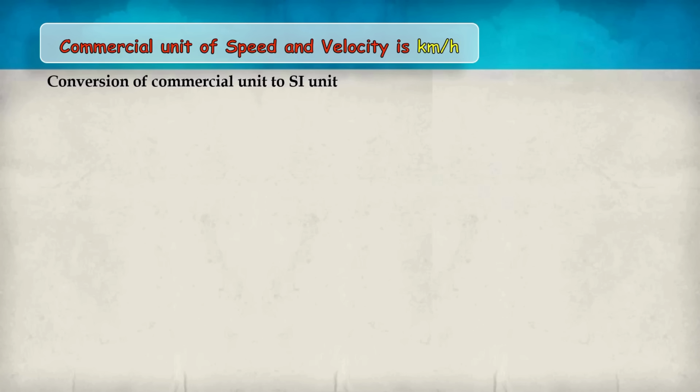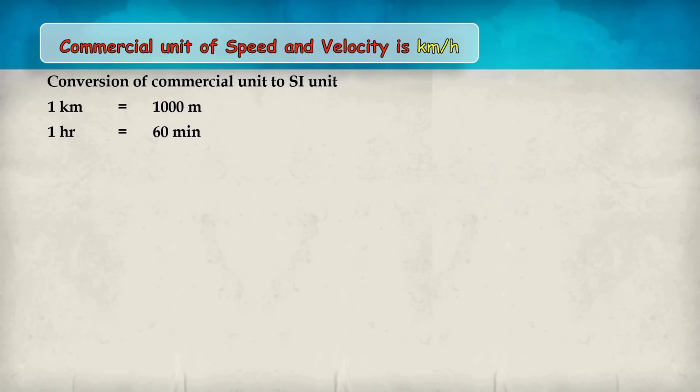Commercial unit of speed and velocity. Now let us understand the commercial unit of speed and velocity. In daily life, speed and velocity are usually measured in kilometer per hour, written as km/h. This is called the commercial unit of speed and velocity. But in physics, we mostly use the SI unit, which is meter per second, written as m/s. So, we must know how to convert kilometer per hour into meter per second.